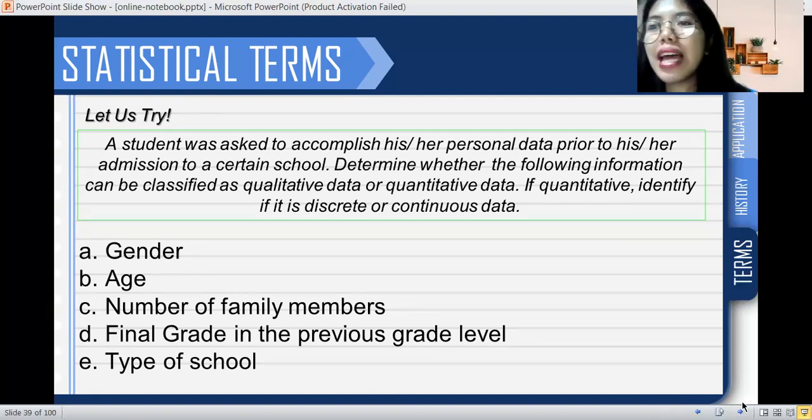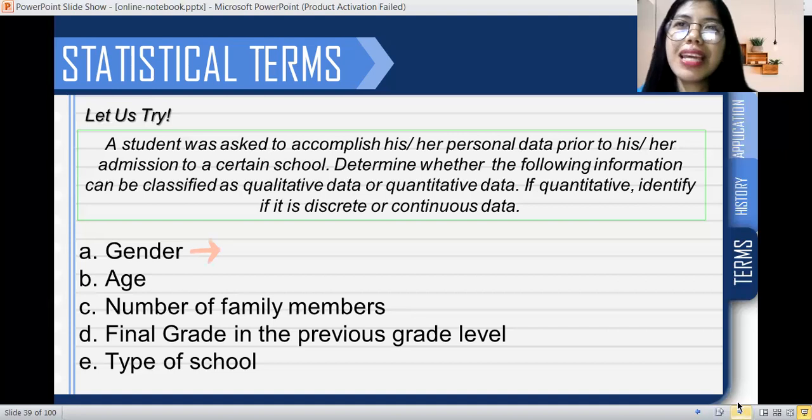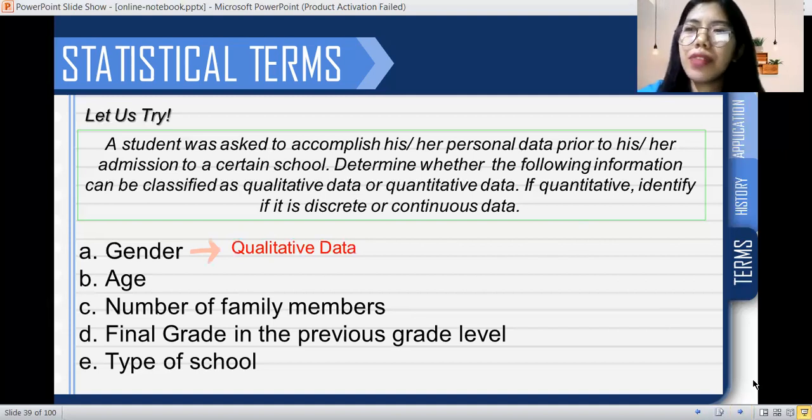Okay, so let us answer. First, we have the gender. Is it a qualitative or quantitative? Now, kung yung answer mo is qualitative data, then you are correct. Since again, qualitative data dahil maaaring ang sagot natin dito is either male or female. Okay? How about the age? Ayan. It is quantitative data.